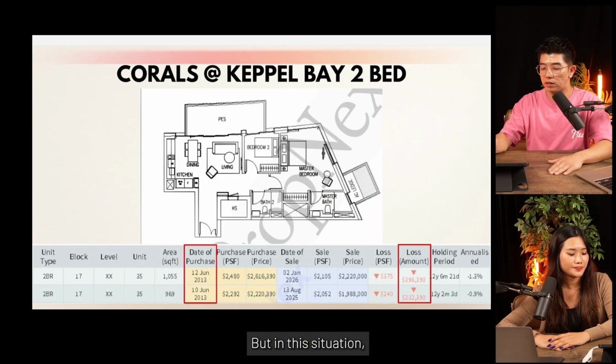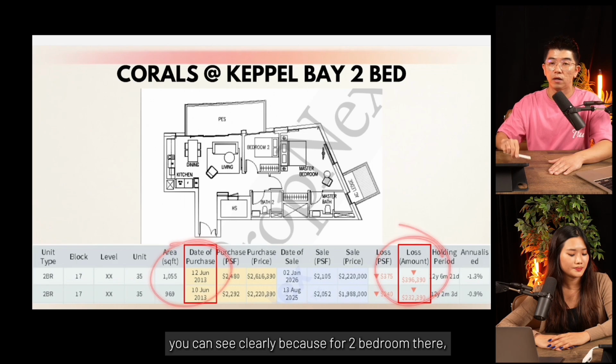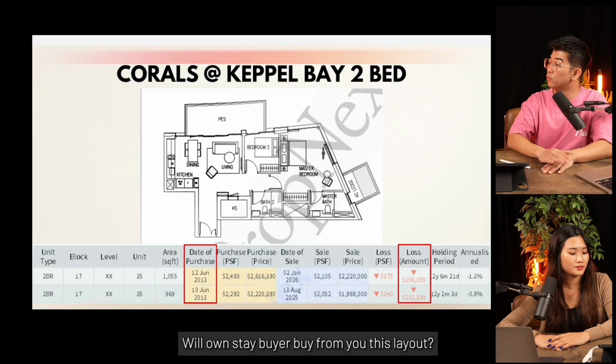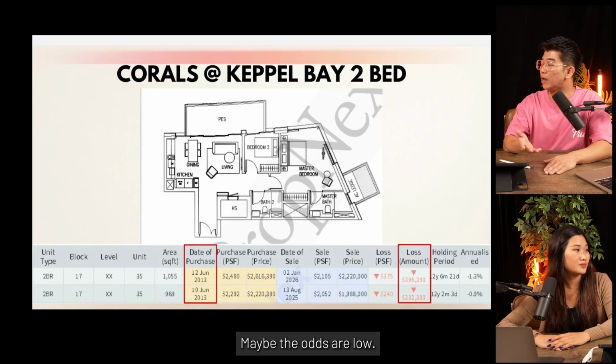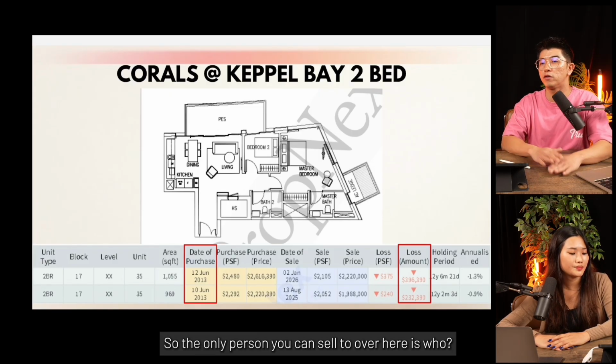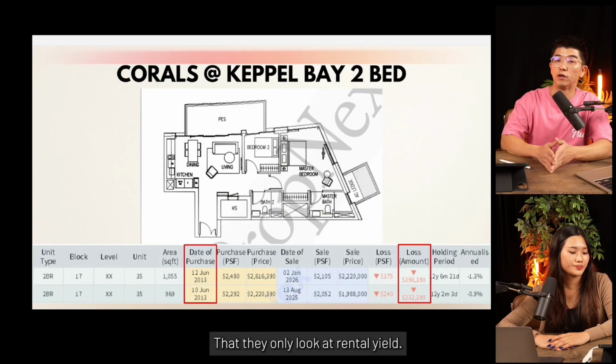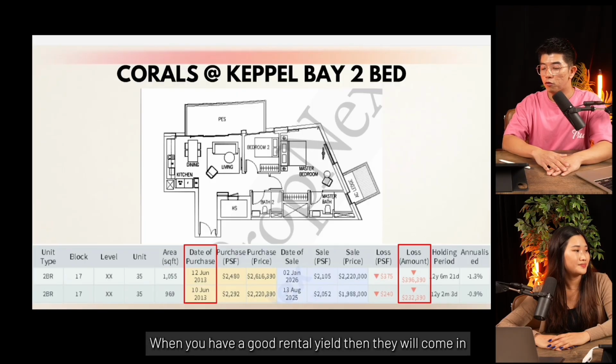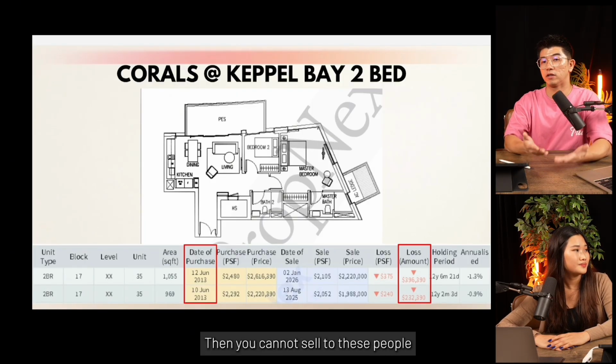But in this situation, you can see clearly, for the 2-bedroom there, the only people you can sell to now is who? Will own stay buyers buy this layout from you? Maybe the odds are low. The odds are low. So the only person you can sell to over here is who? The investors, who only look at rental yield. They don't really care so much about the layout or the floor level. When you have a good rental yield, then they'll come in. If your rental is not so good, then you cannot sell to these people.